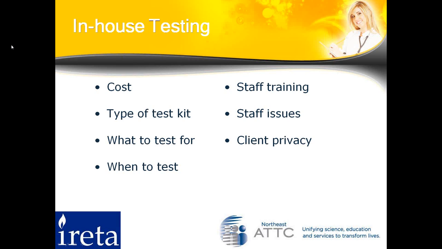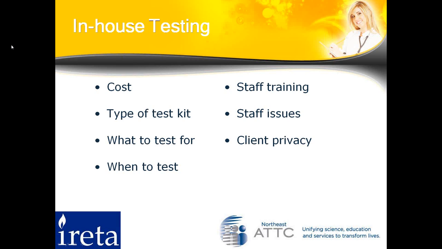The issue then becomes the type of test kit, and there are a variety of test kits out there, and we'll look at some of the test kits at the end of the session. But when we think about the type of test kit, we also need to consider what to test for. One of the issues that impact cost is that the more we're testing for, the more the test kit costs. However, if you're testing for 10 things, using a 10 drug test kit is more cost beneficial than using 10 single test kits. So we want to think about what to test for.